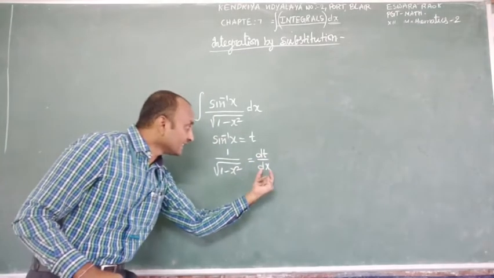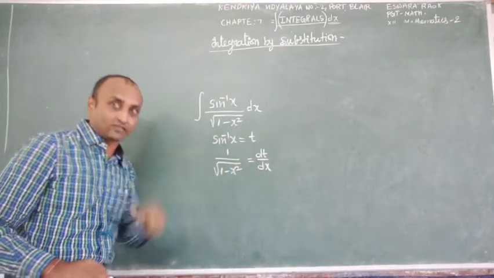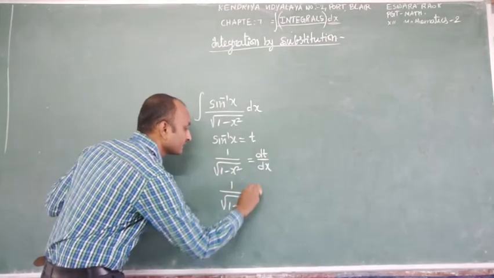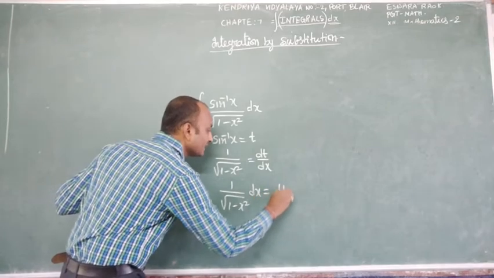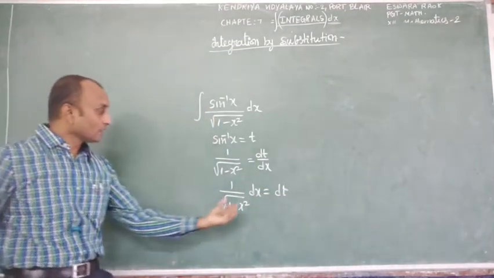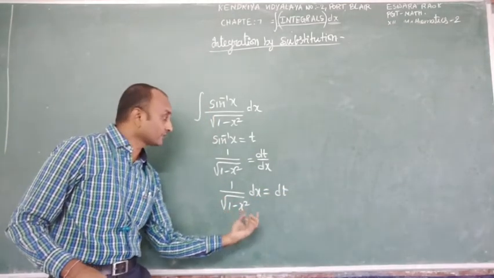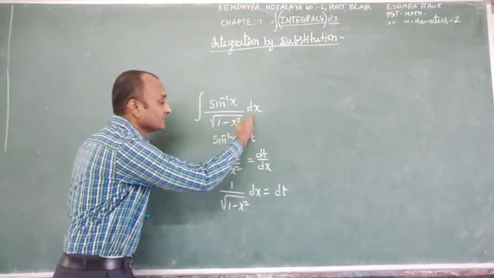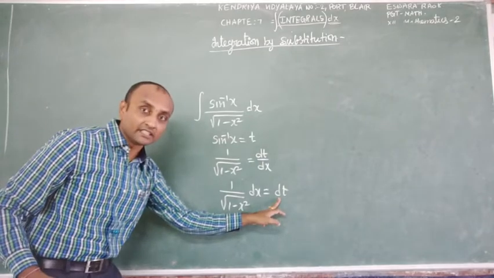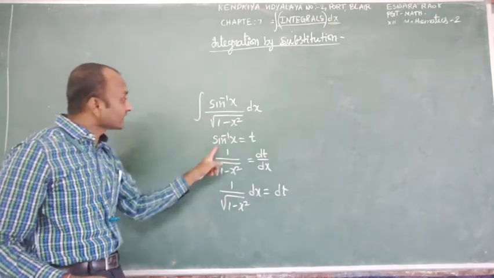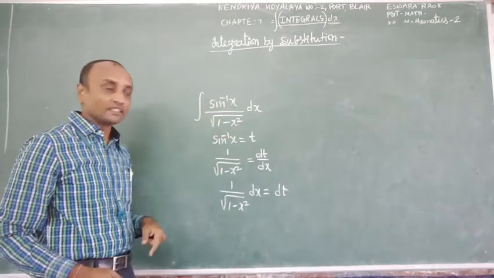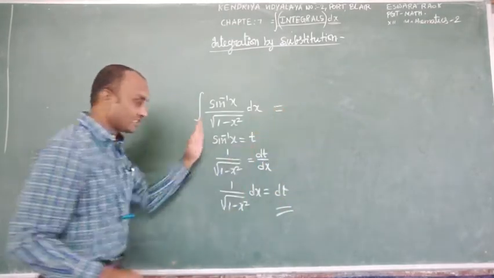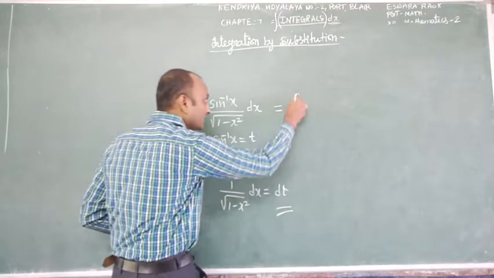That means if I take this dx, you get this left side. So 1 by root over 1 minus x square into dx can be written as dt. That means instead of 1 by root over 1 minus x square into dx, I can substitute dt. And instead of sine inverse x, I can substitute t. So this expression can be changed as, how is it changing? Check.